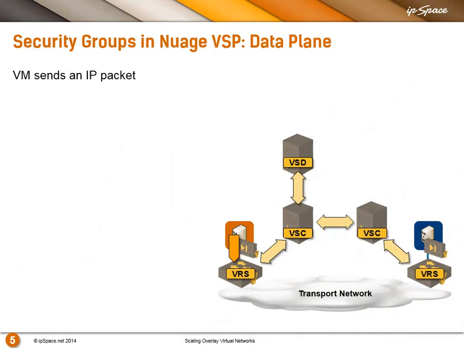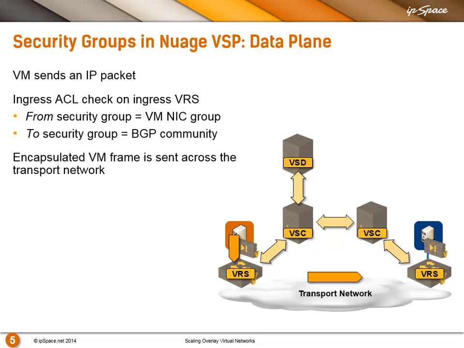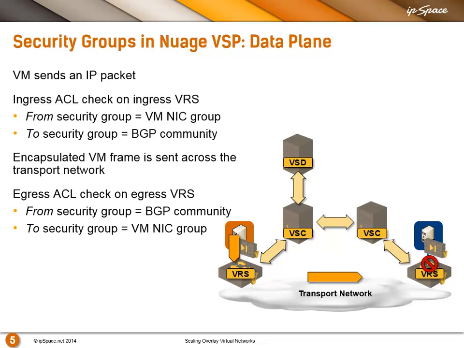So a VM would send an IP packet. The IP packet would hit an ingress access control list. And here we know that the from security group is the VM NIC group, and the to security group would be derived from the BGP communities. The encapsulated VM frame is sent across the transport network. On the other end, the packet hits another access control list where the from security group would be derived from the BGP community derived information, and the to security group would be based on the VM NIC group. And then the packet is delivered or not delivered to the target VM.